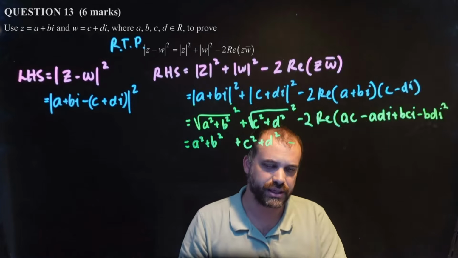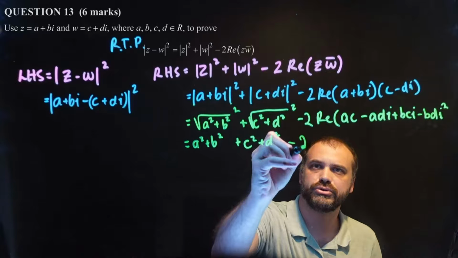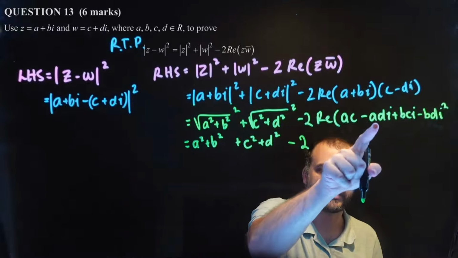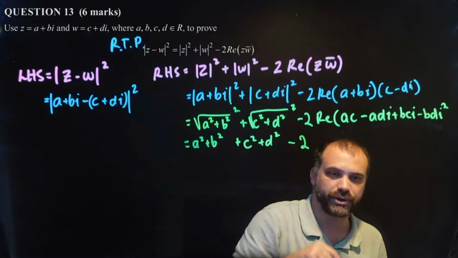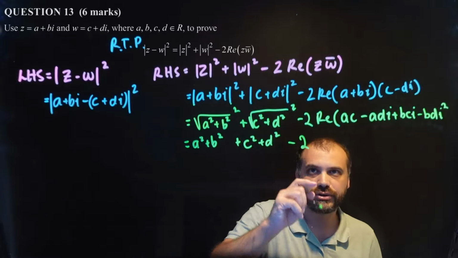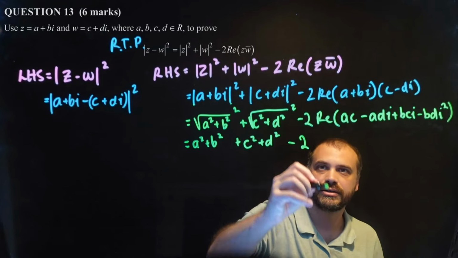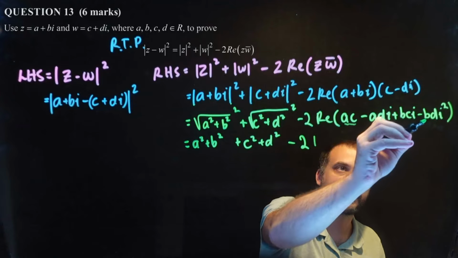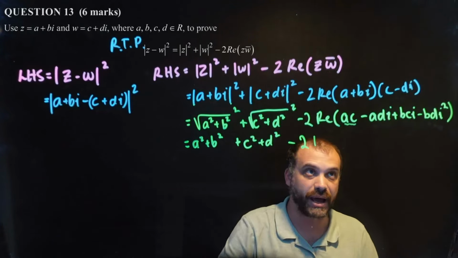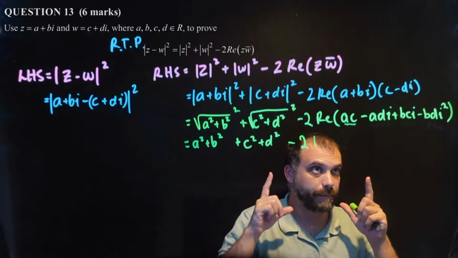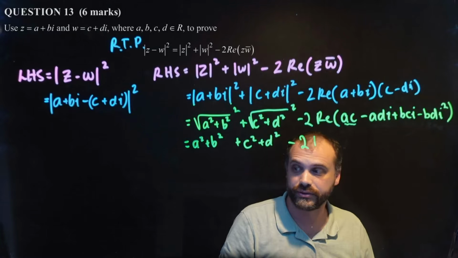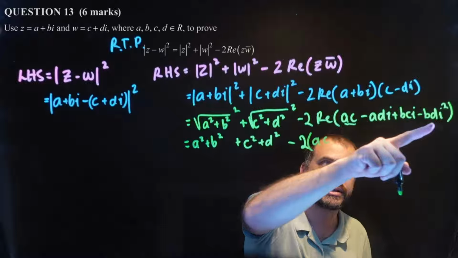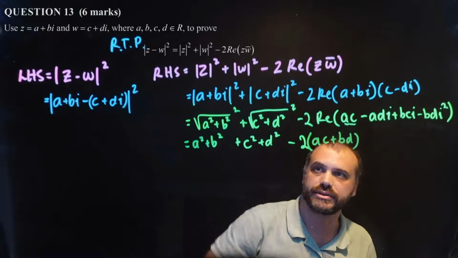Okay, what does all of that mean? Well, this is going to be 2 times the real component of this. This is not a real component. This is an imaginary component. This is not a real component. This is an imaginary component. So the real component of all of this, with the bracket there, is this and this, right? Because that is real. It's positive bd because the i squared is negative 1. So how am I going to show that? 2 times the real component, and the real component is just ac plus bd.